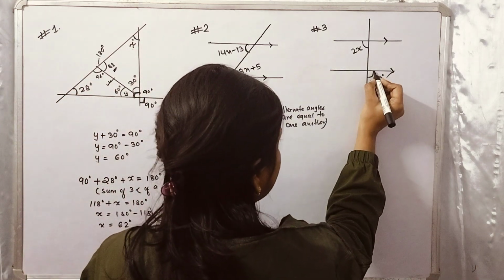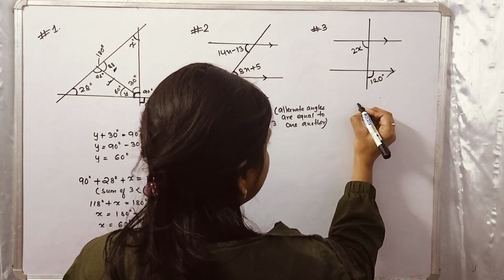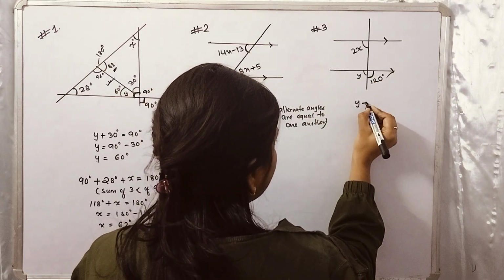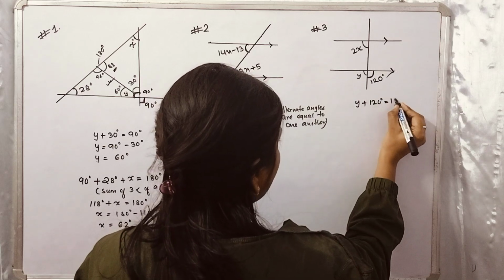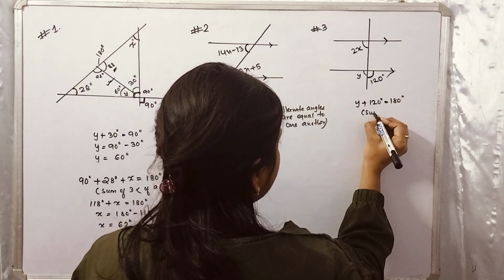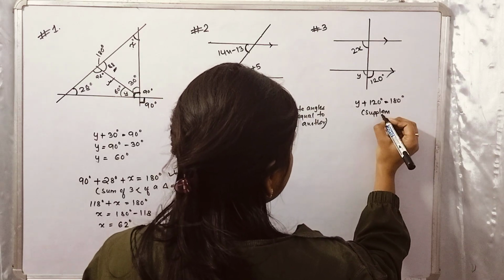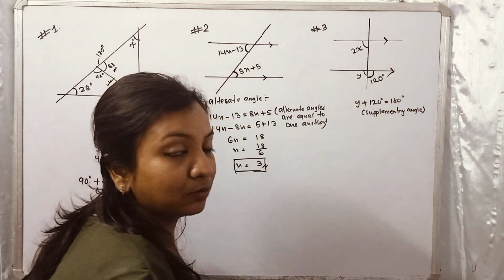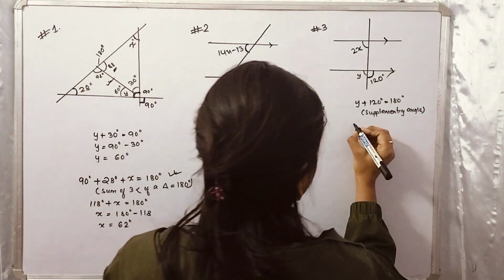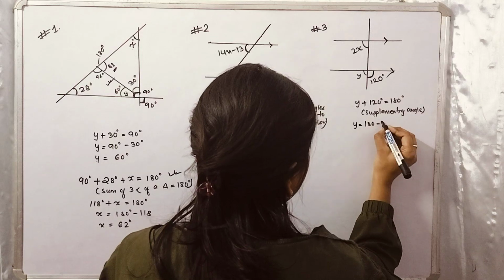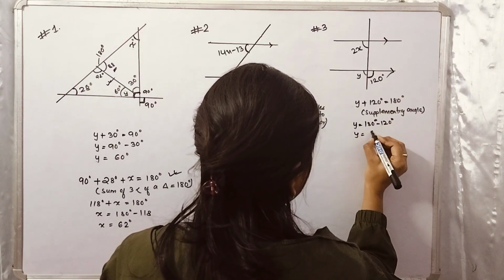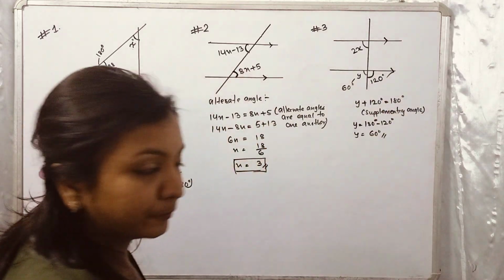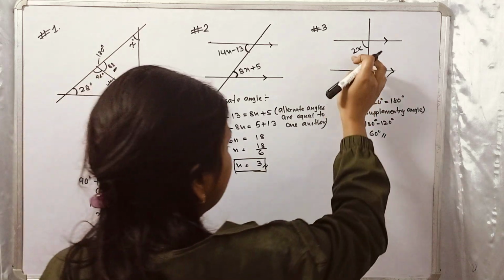So here, this angle is 120 degrees. If we take this as y, then y plus 120 degrees equals 180 degrees. That is a supplementary angle, or the angle of a straight line, which is always equal to 180 degrees. So y equals 180 degrees minus 120 degrees. So y equals 60 degrees. Fine. But what we require is the value of x.